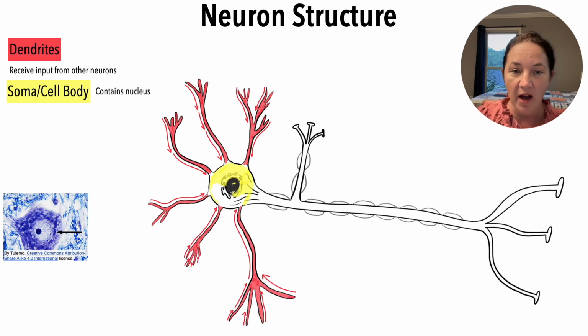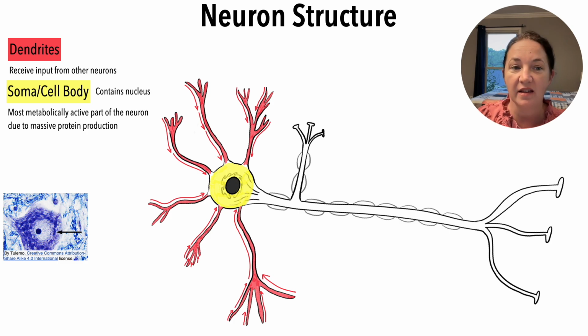Then there's the cell body. I'm coloring this in yellow. It's where you find the nucleus, which is the most metabolically active part of the neuron. This is because it's making so much protein. It makes this protein with structures called Nissl bodies.